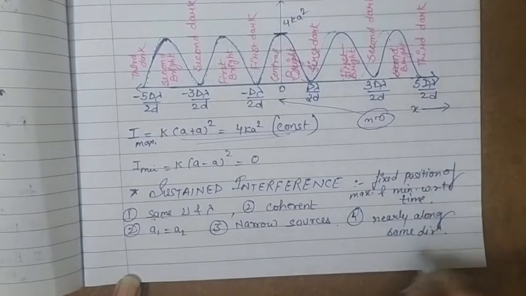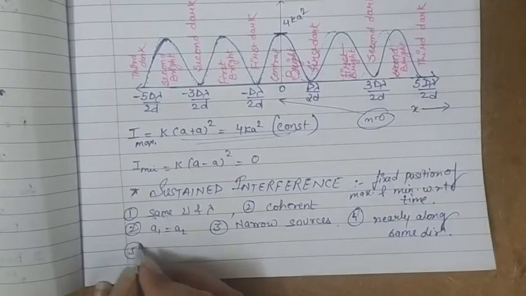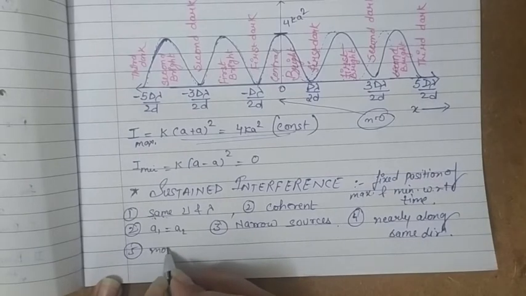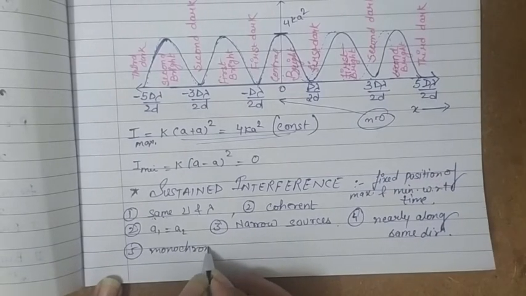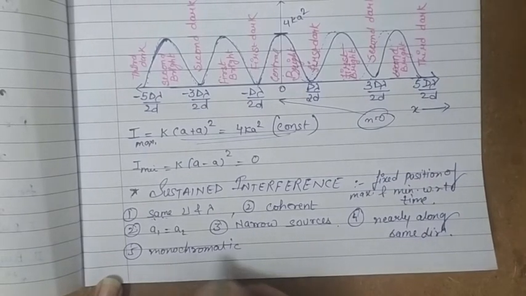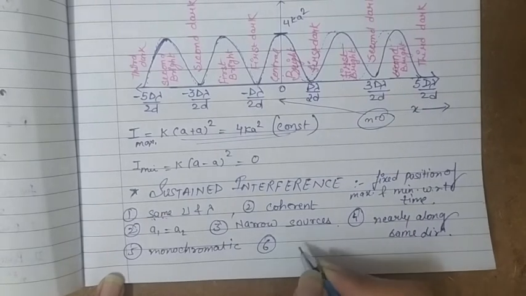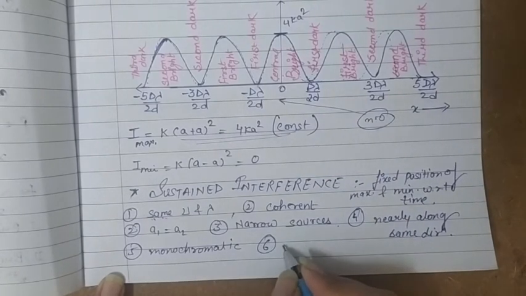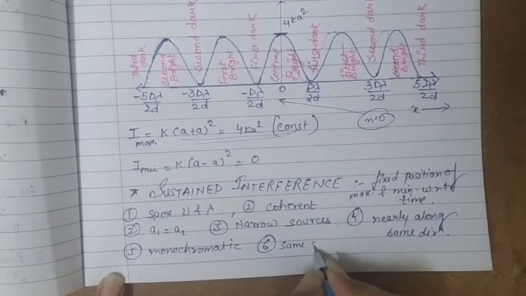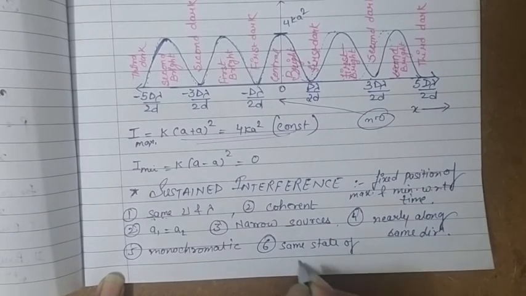Right? Next, these should be monochromatic. The waves that we are using should be monochromatic and in the same state of polarization. This is the next condition, that the waves we are using are in the same state of polarization.